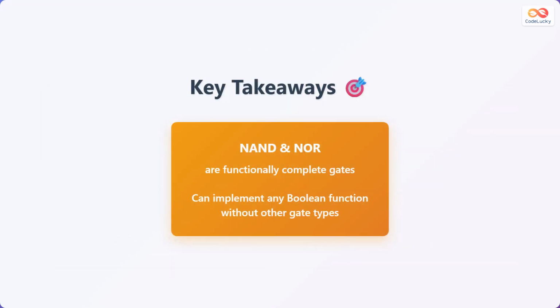Let's summarize the key takeaways. Both NAND and NOR gates are functionally complete gates. This means that they can implement any Boolean function without needing any other types of gates. This is why they are called universal gates.